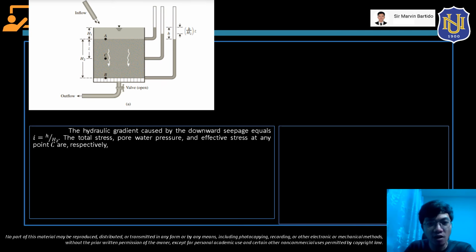Alright, so the hydraulic gradient caused by the downward seepage, I, is equal to H over H sub 2. So, same lang din yan dun sa upward seepage natin kanina. So, class, the total stress, pore water pressure, and effective stress at any point C are respectively... So, ito class yung, let's say, total stress dun sa point C. Ito yung point C natin. So, it will just be yung soil na kinikerry niya, which is Z times gamma sat, at saka yung H sub 1 times yung unit weight ng water.